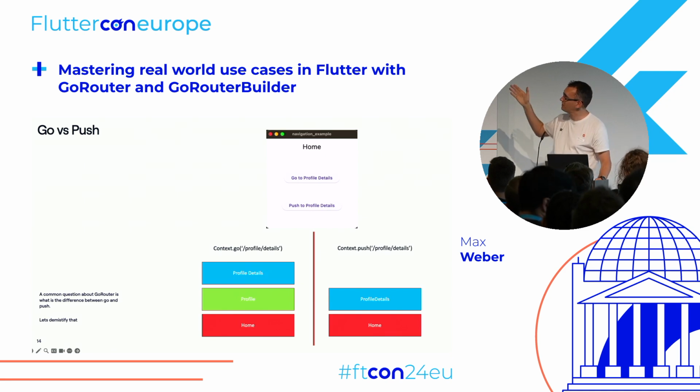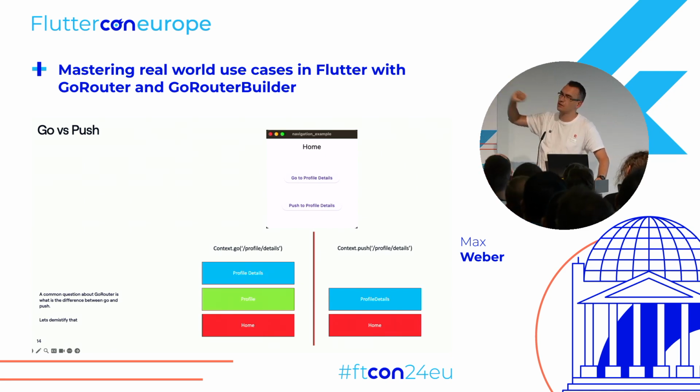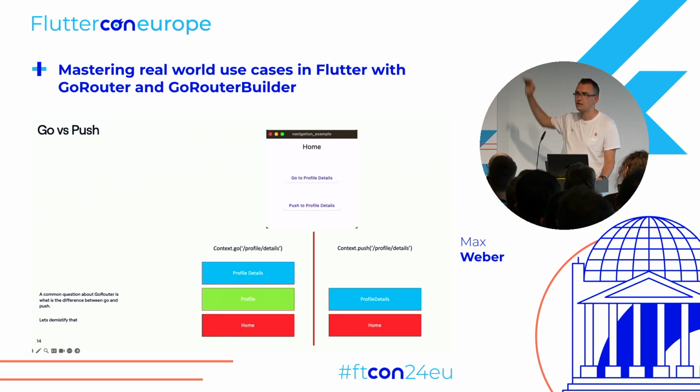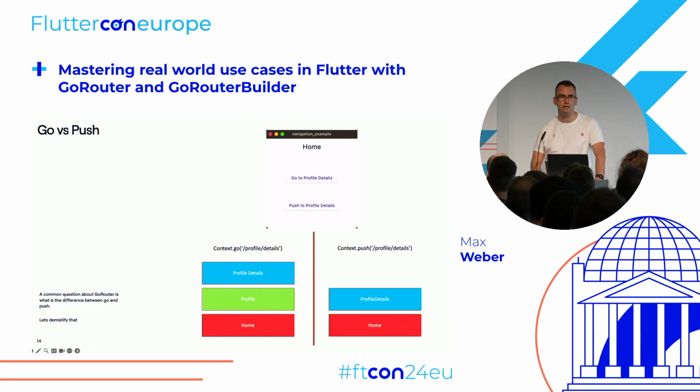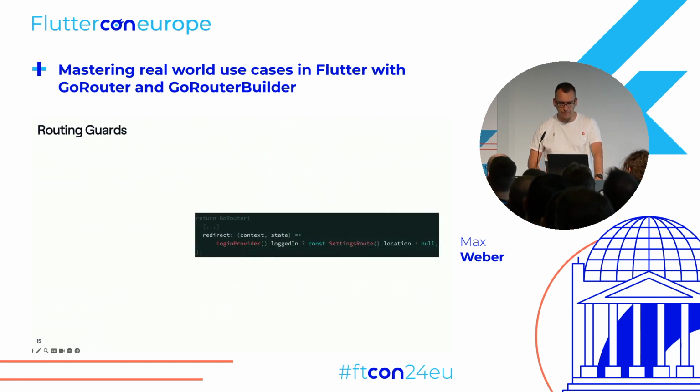To show that graphically again, here you see our navigator stack. On the left side, you have context.go, and with that you have home, profile, profile details, and on the right side, the push part. That's it. There is not so much magic behind it or anything that could go wrong here, actually. Cool. Next step, routing guards.